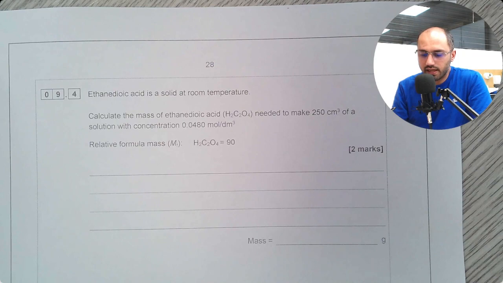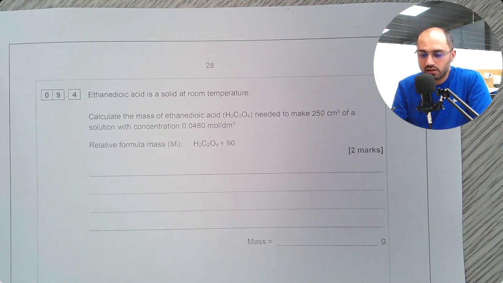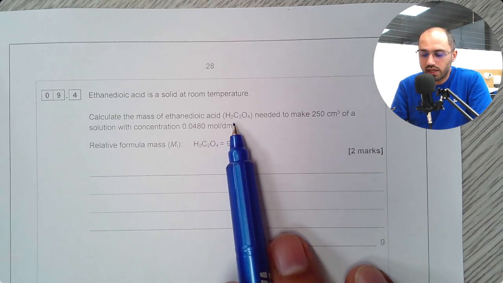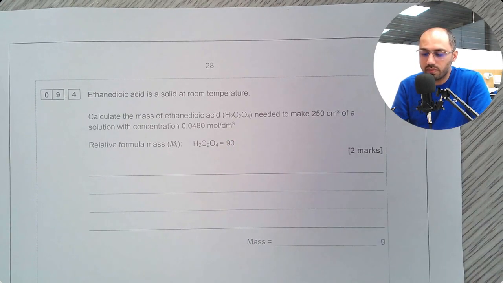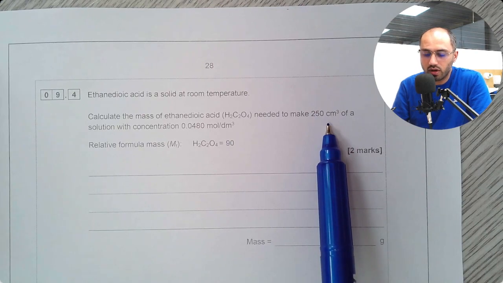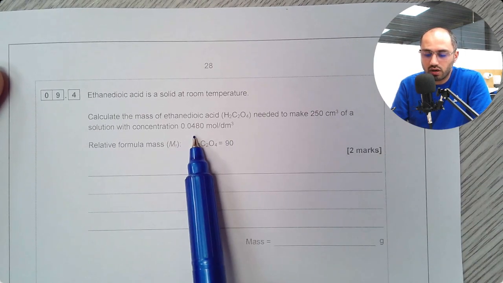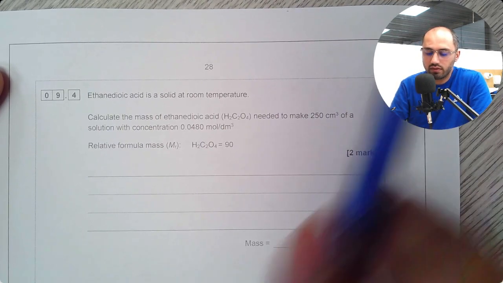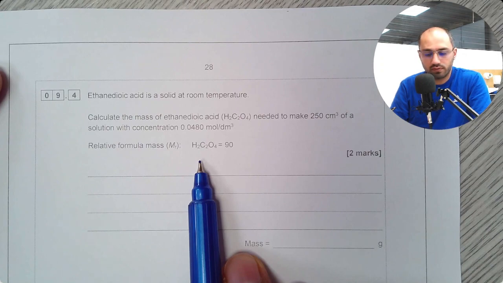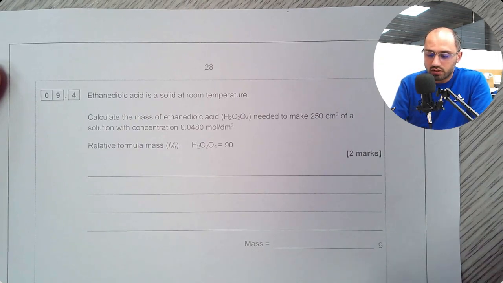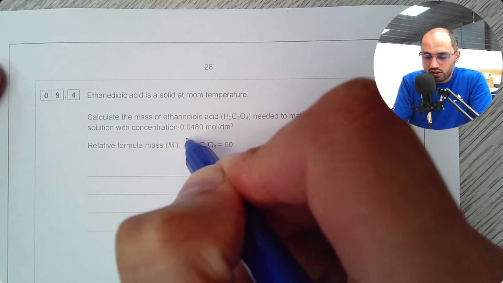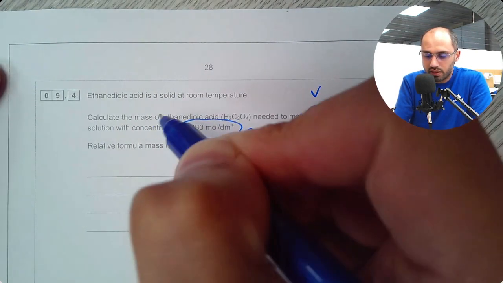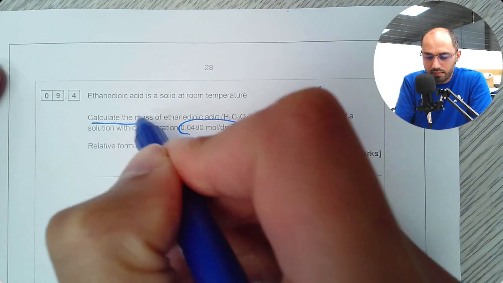The next part says ethanoic acid is a solid at room temperature. Calculate the mass of ethanoic acid, which is H2C2O4, needed to make 250 cm³ of a solution with concentration of 0.0480 mol per dm³. And they've given us the relative formula mass for ethanoic acid. So in this case, we've been given concentration, we've been given volume, and we've been asked to find the mass.